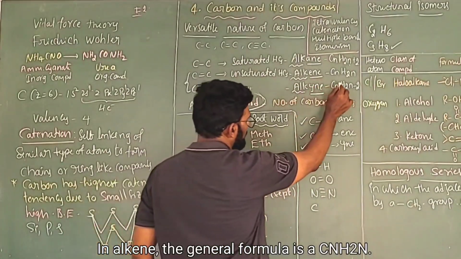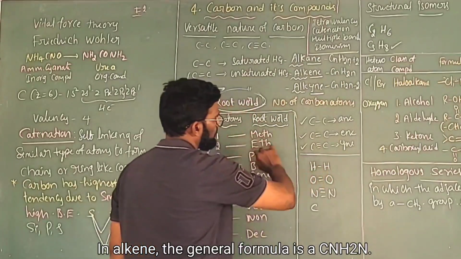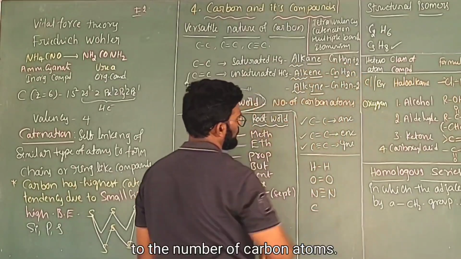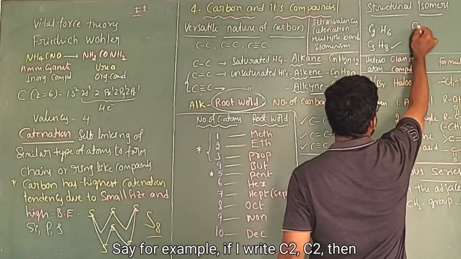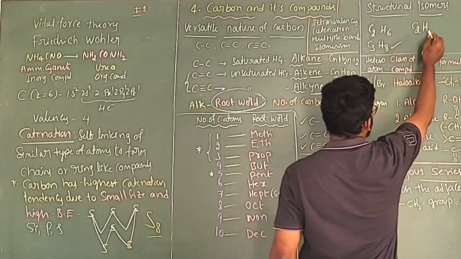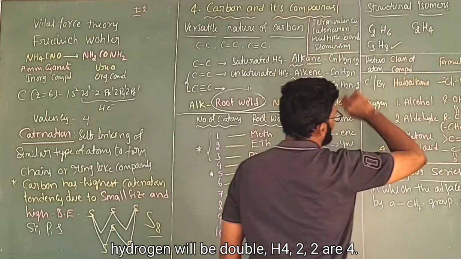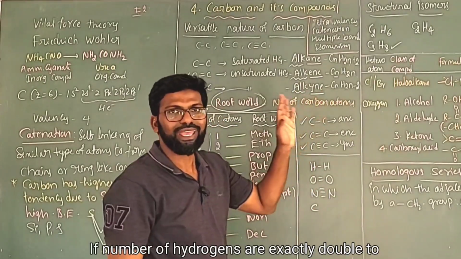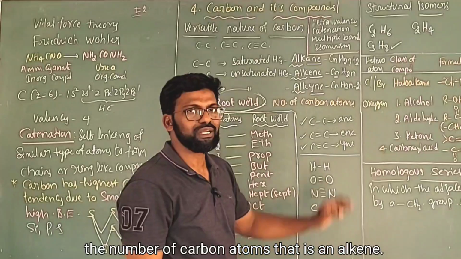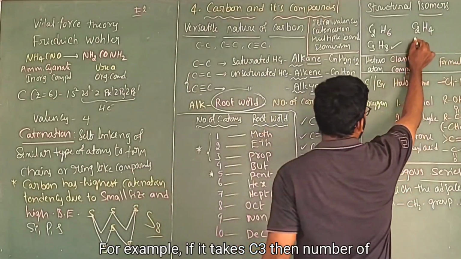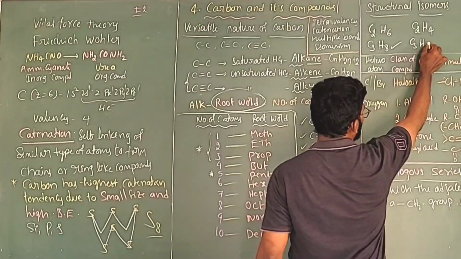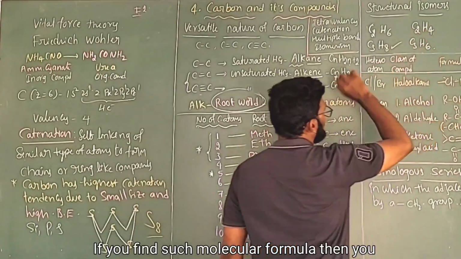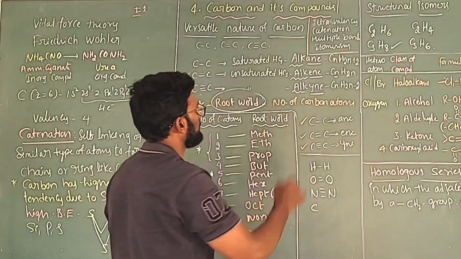In alkenes, general formula is CnH2n. That means if the number of carbon atoms are n, hydrogens will be 2n, means exactly double the number of carbon atoms. Say for example, if I write C2, then hydrogens will be double, H4, 2 2s are 4. Then it will be an alkene. If number of hydrogens are exactly double the number of carbon atoms, that is an alkene. For example, if you take C3, then number of hydrogens will be double, 3 2s are 6, H6. If you find such molecular formula, then you can easily say that is an alkene.